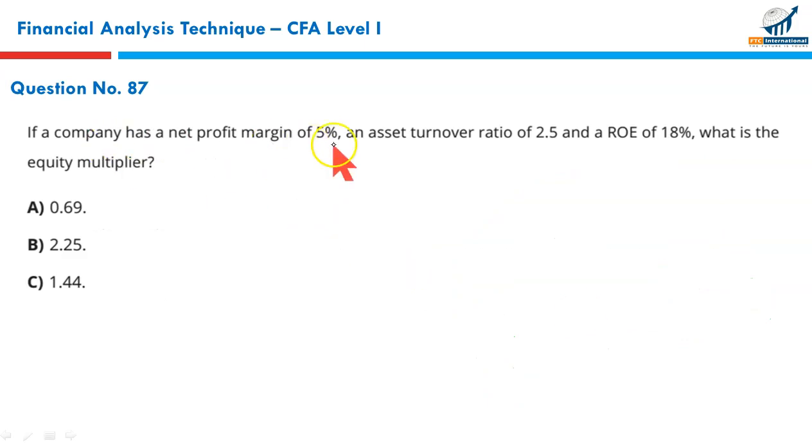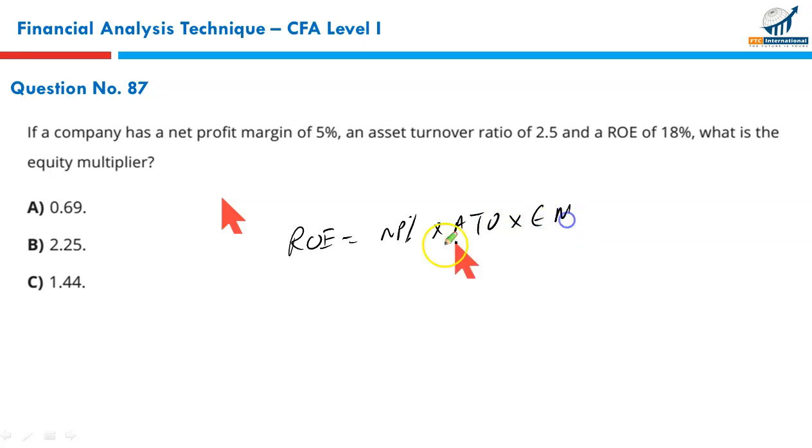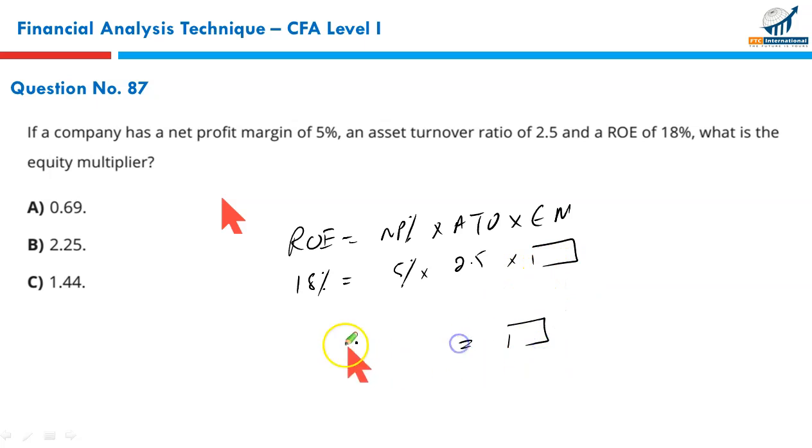If a company has a net profit margin 5, assets turnover 2.5, ROE is 18, what is the equity multiplier? Return on equity is equal to net profit percentage, assets turnover multiplied by the equity multiplier. ROE is given as 18%, net profit percentage 5%, assets turnover is 2.5. You can find the equity multiplier. Keep this as the subject, take all to the other side, and you will get your result.